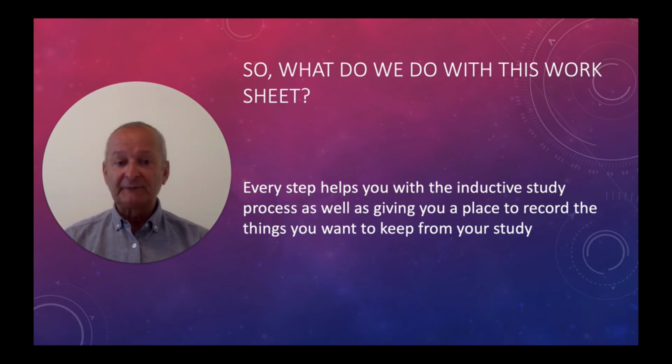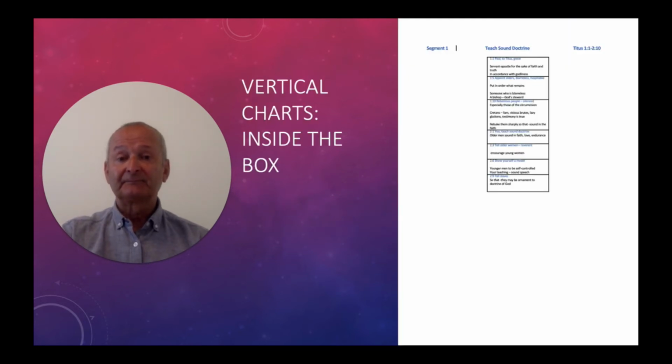So what do we do with it? Let me say that every step helps you with the inductive study process, as well as giving you a place to record what you learn. And this is the genius of the vertical chart. So inside the box, we want you to put further observations. I want you to notice the emphasis we have with the SBS. Observation is really important. The first reading, the second reading, the third reading, the paragraph titles.